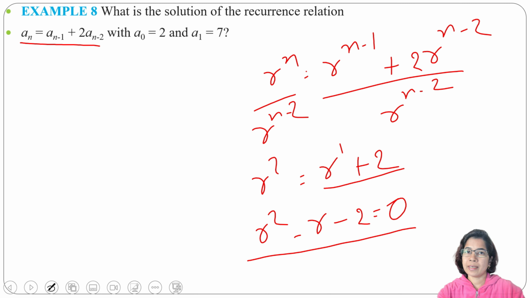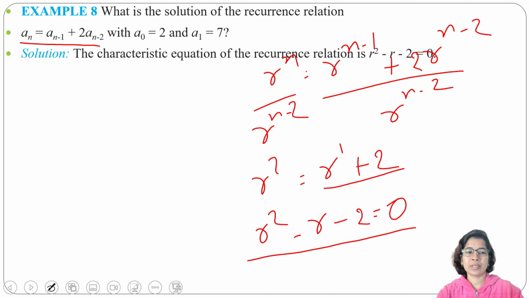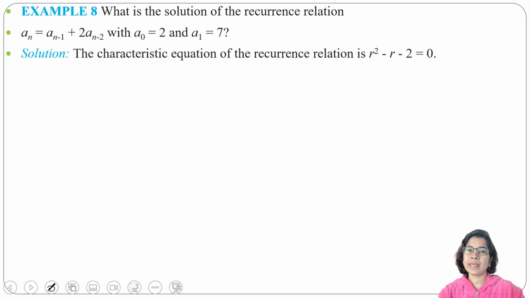We have the recurrence relation. From recurrence relation, first we need to find the characteristic equation. Now we got the characteristic equation. Next we need to find the characteristic root. We need to solve it.